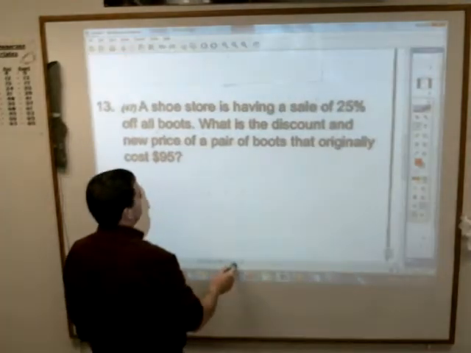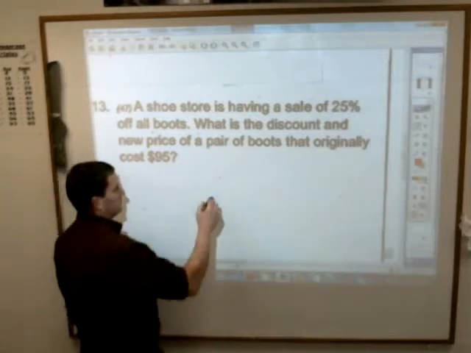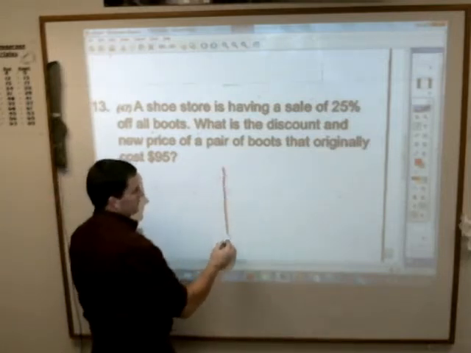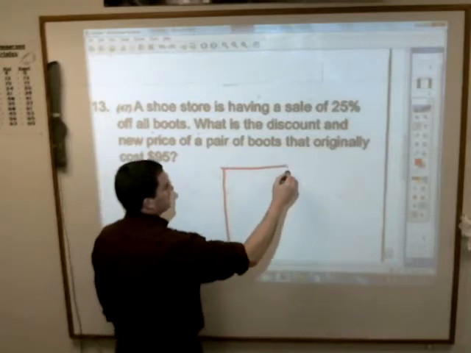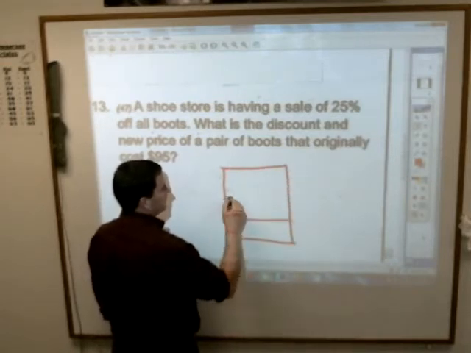13. A shoe store is having a sale, 25% off all shoes. What is the discount and the new price of a pair of shoes that originally cost $95? Here, kids, we're doing this in 7th grade right now. This is what I would do. I find this is probably the absolute easiest of all ways possible.